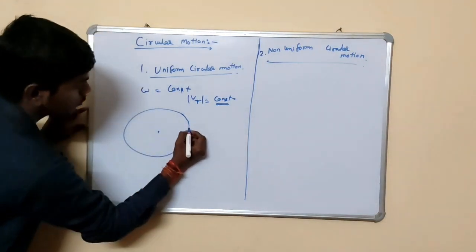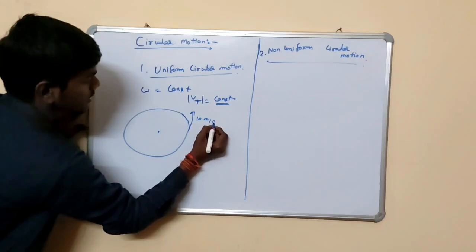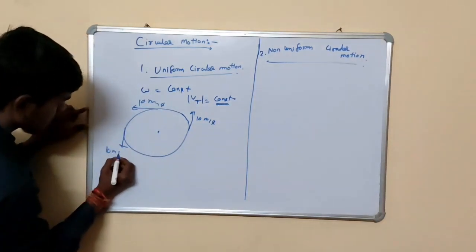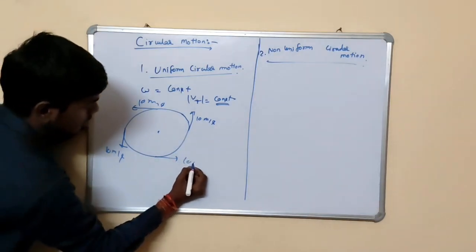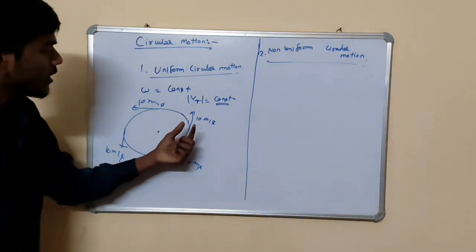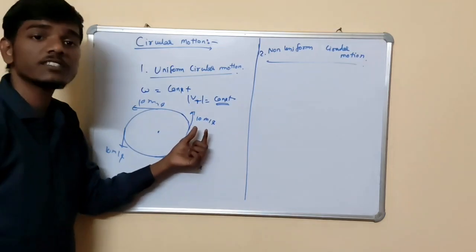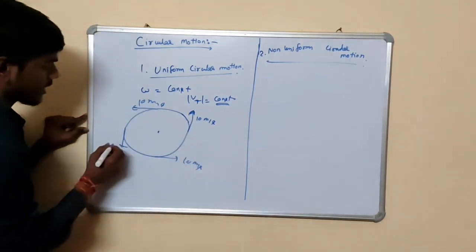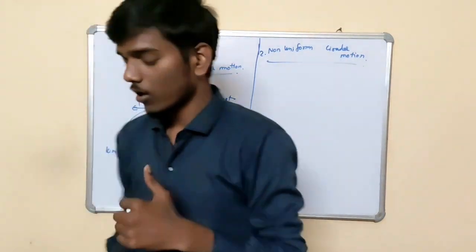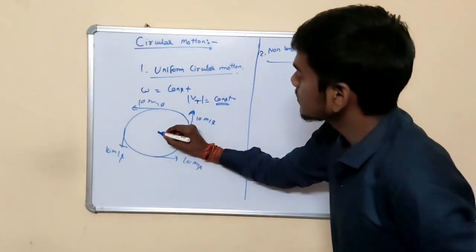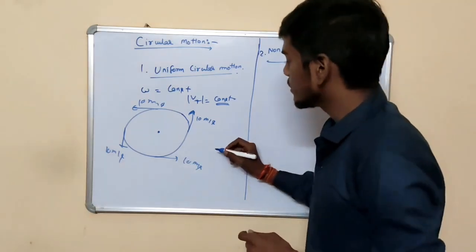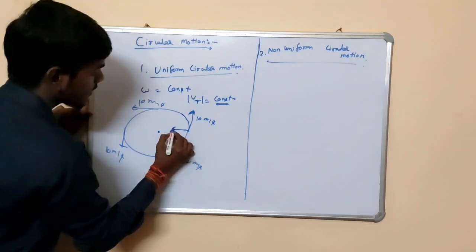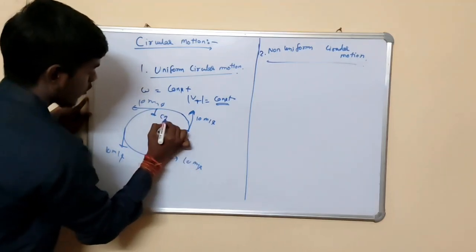Suppose the particle is moving. Here its speed is 10 meter per second. Here also the speed is 10 meter per second. Here also the velocity is 10 meter per second, and here also 10 meter per second. So we can see that its magnitude is constant, but its direction is changing. Here the direction is like this, here like this, but the magnitude is always constant. So this is uniform circular motion. And one thing, in any type of circular motion, the centripetal acceleration will always exist. So AC will always be there.